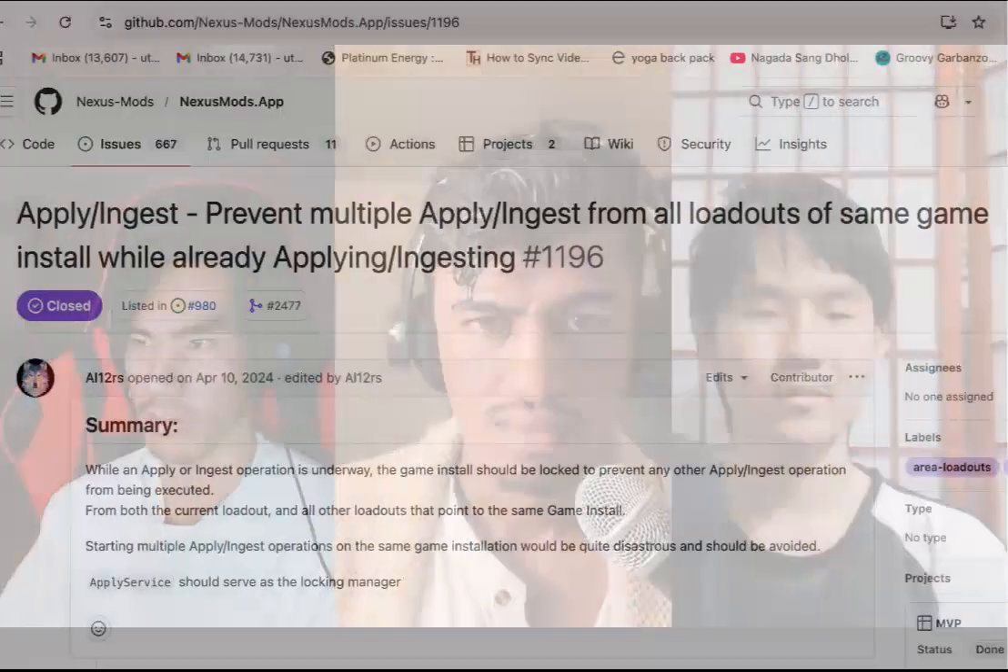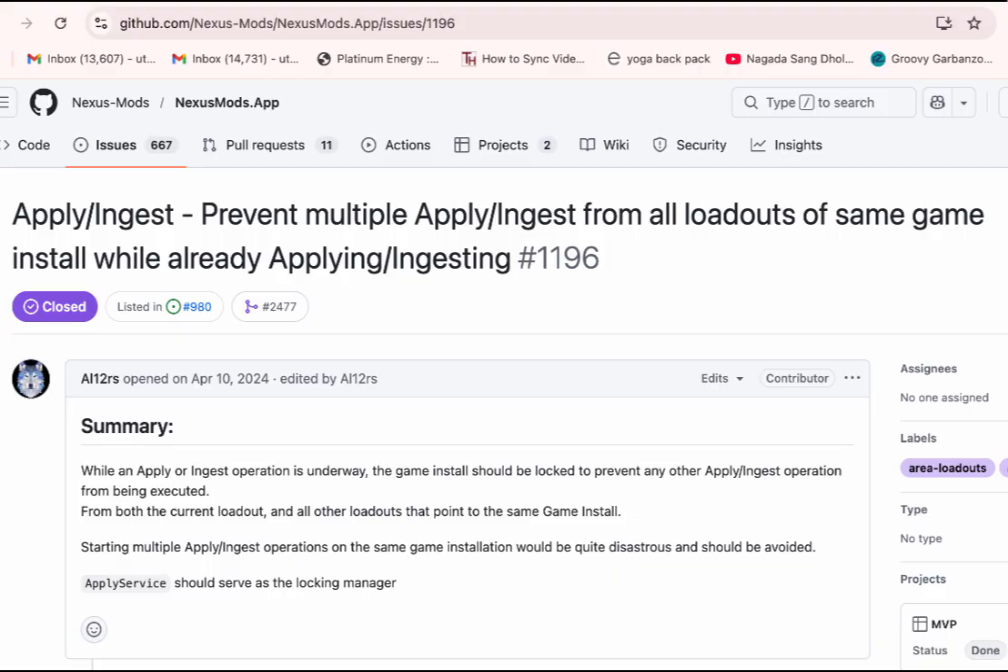So let me ask Alex, can you briefly introduce us to the issue that you and Michael solved? Yes, sure. So the issue that we solved together was issue 1196, which is about preventing other loadouts from synchronizing while one loadout is synchronizing. What this means is if one loadout is currently being applied, we cannot let the other loadouts from applying at the same time. Okay. In case you don't know what those terms mean, like what a loadout is, don't worry about it. We're going to explain that in the case study.